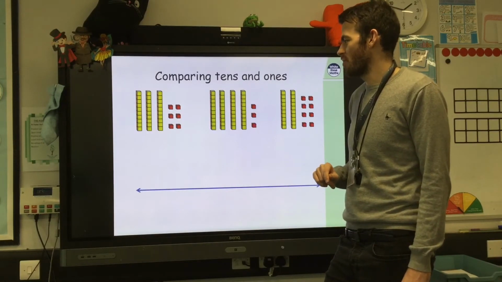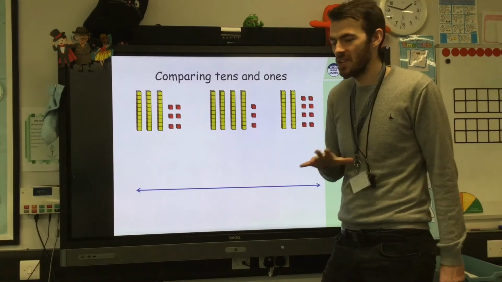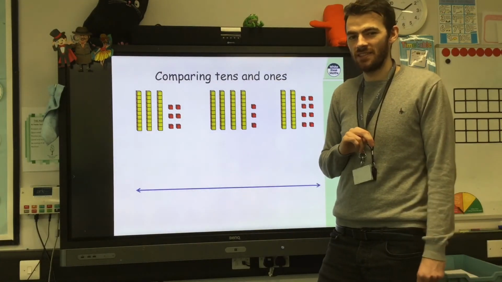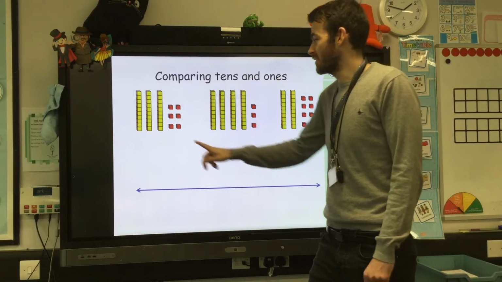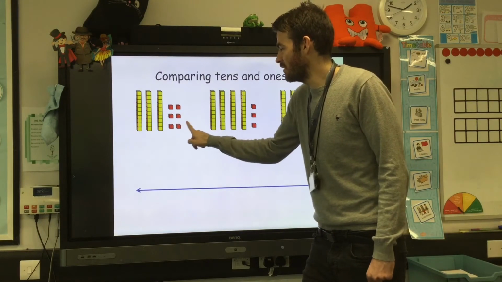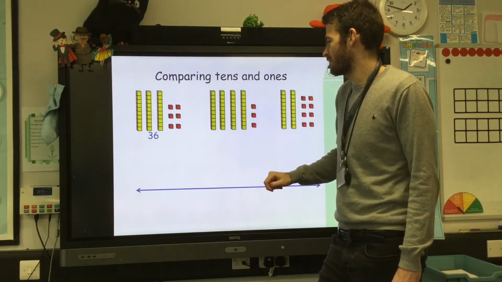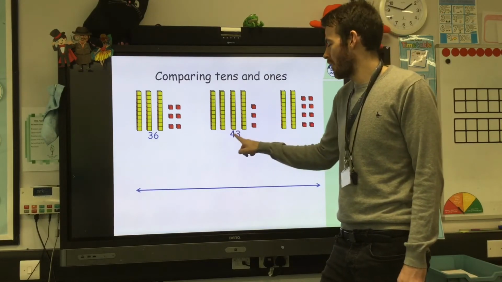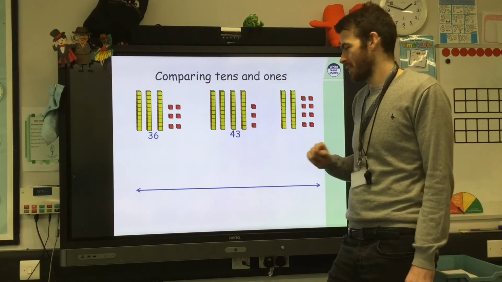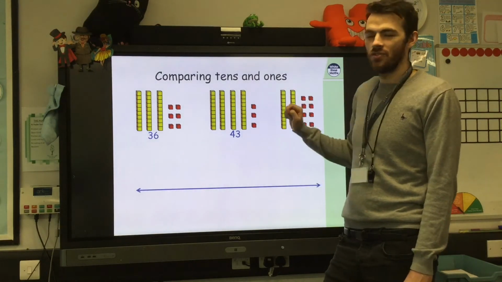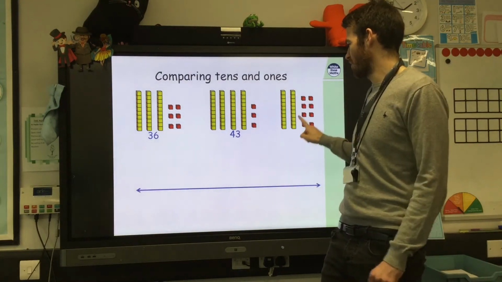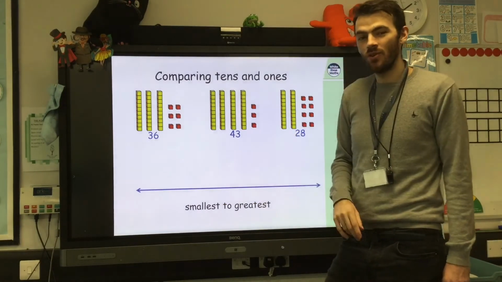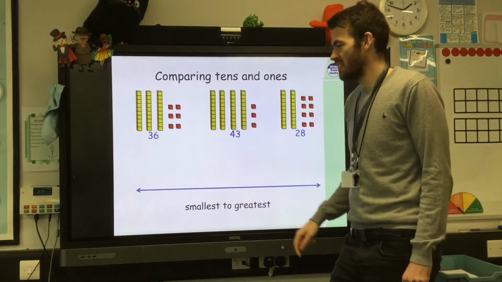Let's have a go at another example. So pause the video and try and figure out what each of these amounts represents. So we have 3 10s and 6 1s, which is 36. 4 10s and 3 1s, which is 43. And finally, 2 10s and 8 1s, which is 28. And this time we are again going to order them from smallest to greatest.